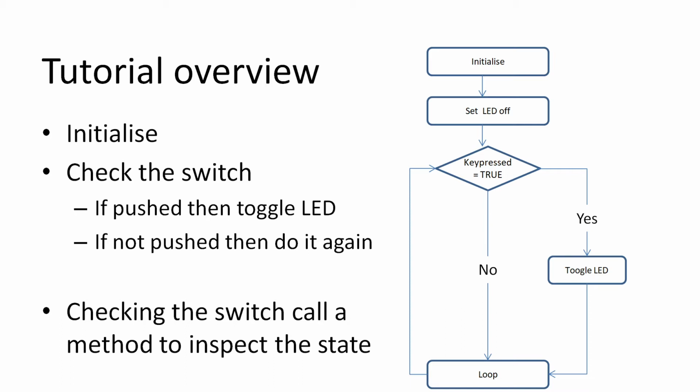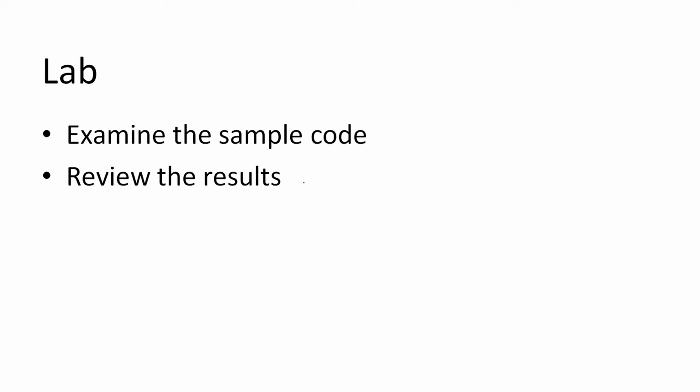Okay, so we're going to call a method, and we're going to look at this method to inspect the state. But this is the core code: initialize, set the LED, and loop around, and just do it as it's going. So let's look at that, and we're also going to do a little bit of debounce on the switch at the same time, which is wonderful, really.